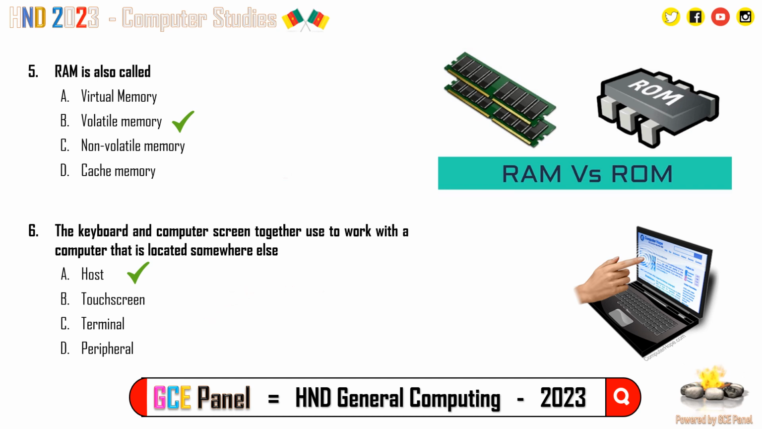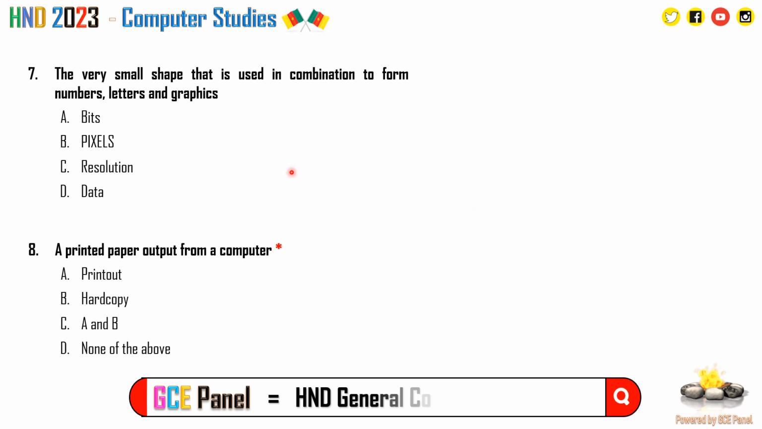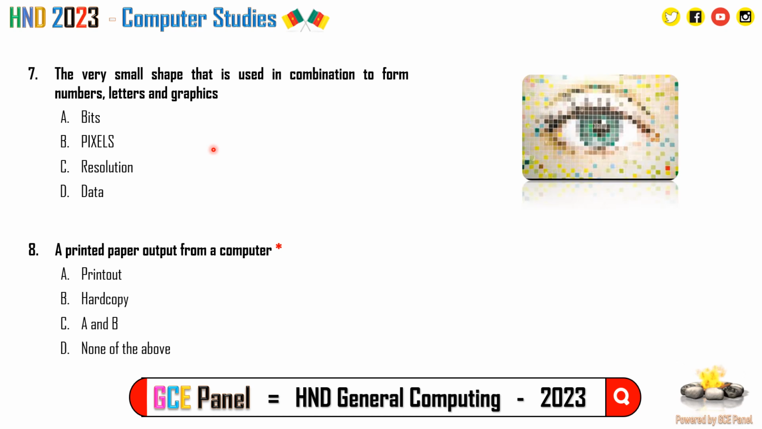All right, that brings us to the next question, which is question 7. The very small shape that is used in combination to form numbers, letters, and graphics. So this small shape used to form numbers, letters, and graphics is known as, so how do we call this? Bit. Bit. And what's a bit?